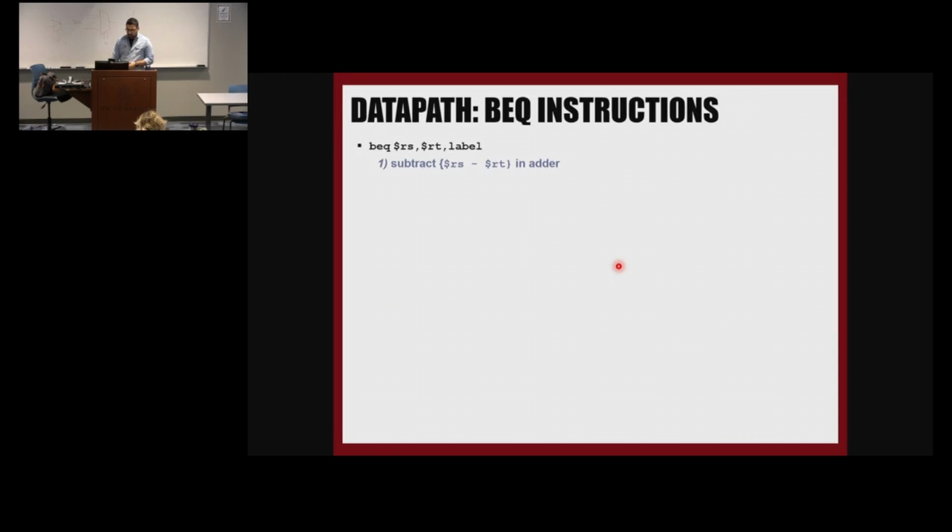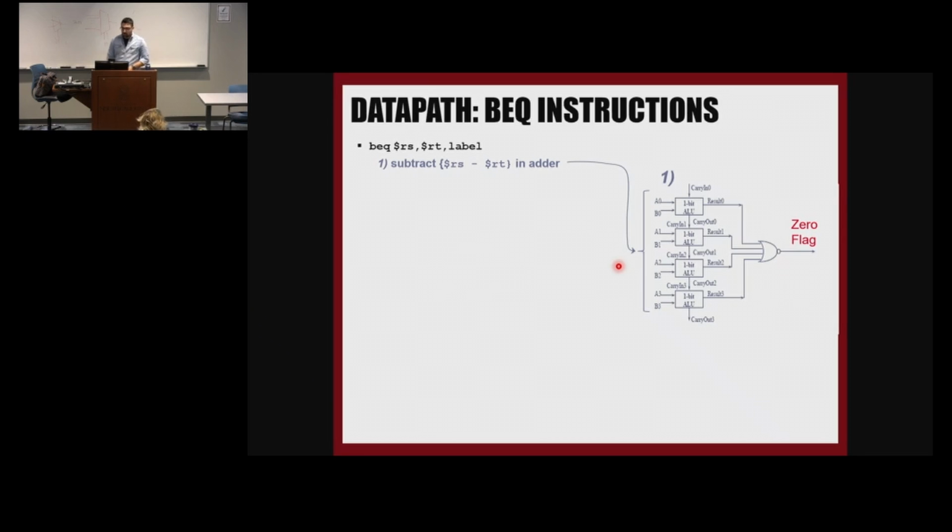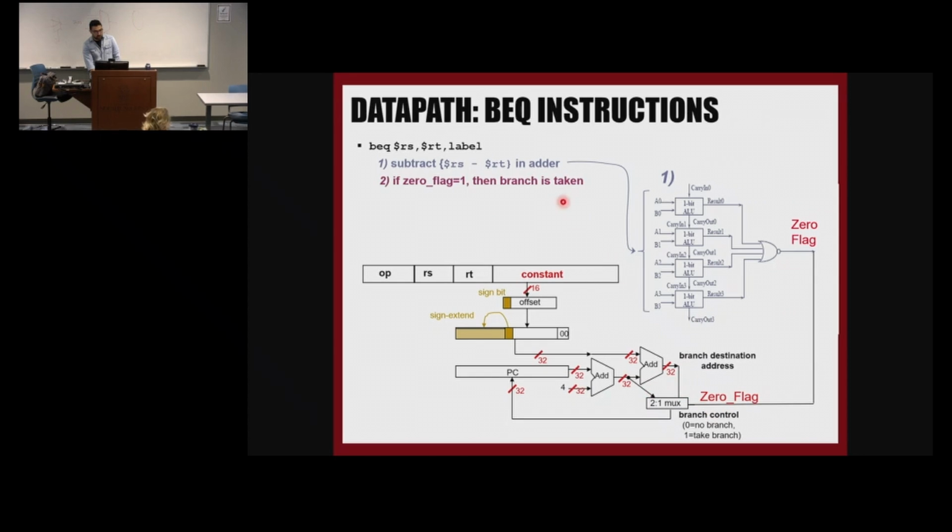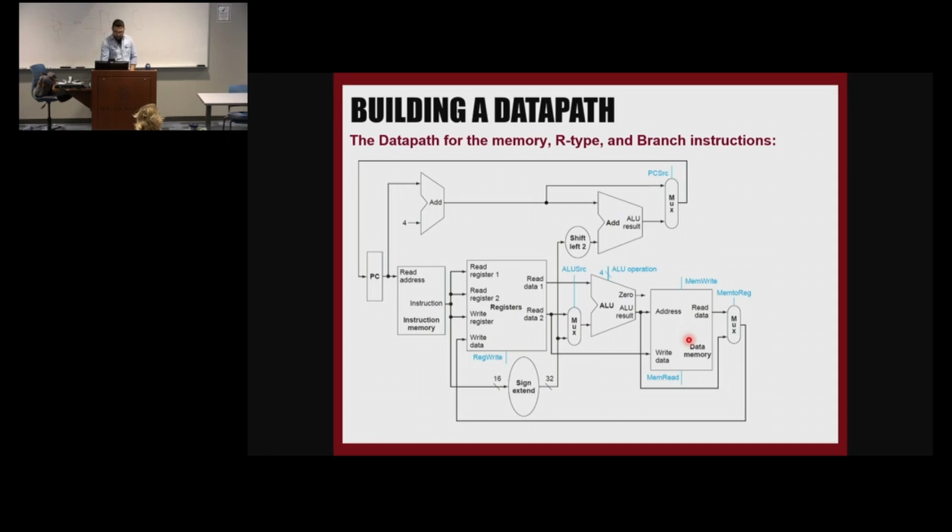Now let's see how it works. So we subtract RS RT, and then we get the result. This is the 0 flag. It's going to be set to 1 or 0, depending on the result of the subtraction. If the 0 flag is 1, we come here and we take the branch. This multiplexer is set by the 0 flag, and it decides whether we're going to go to the next instruction or we want to go to the branch target address. Okay? So if it's 1, we're going to choose this path. If it's 0, we're going to choose the other path.